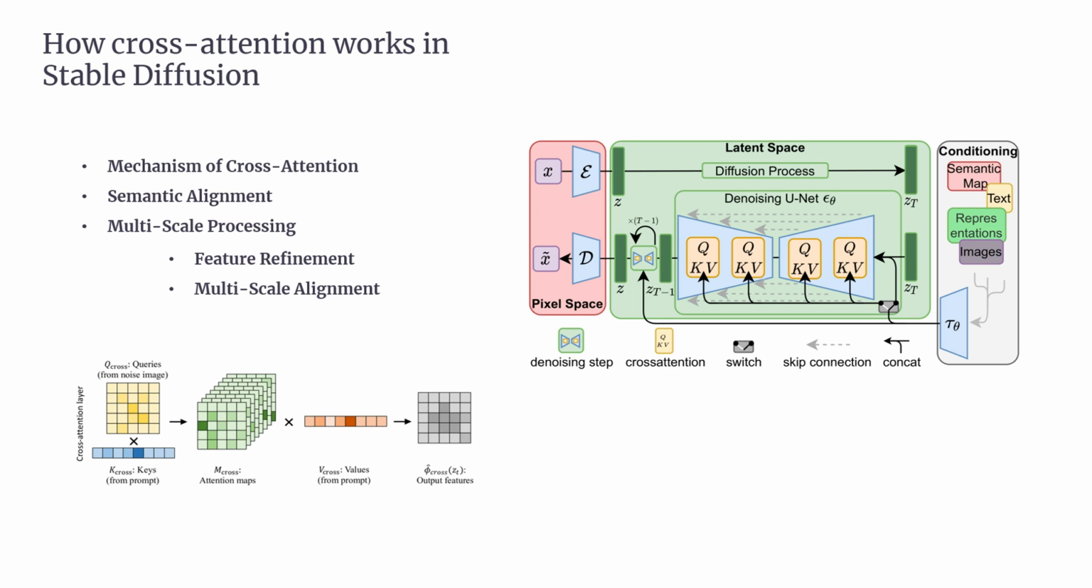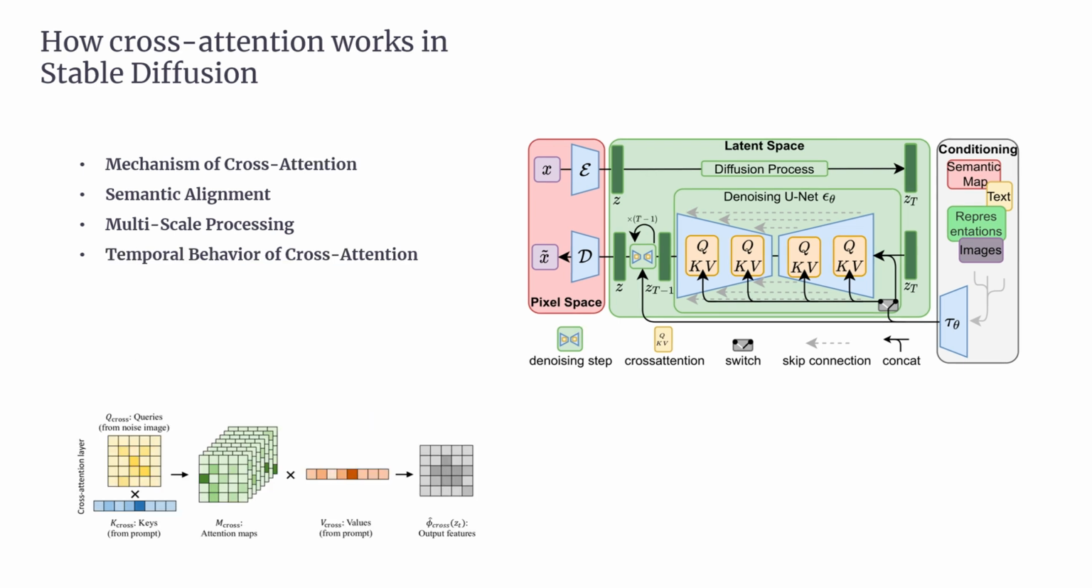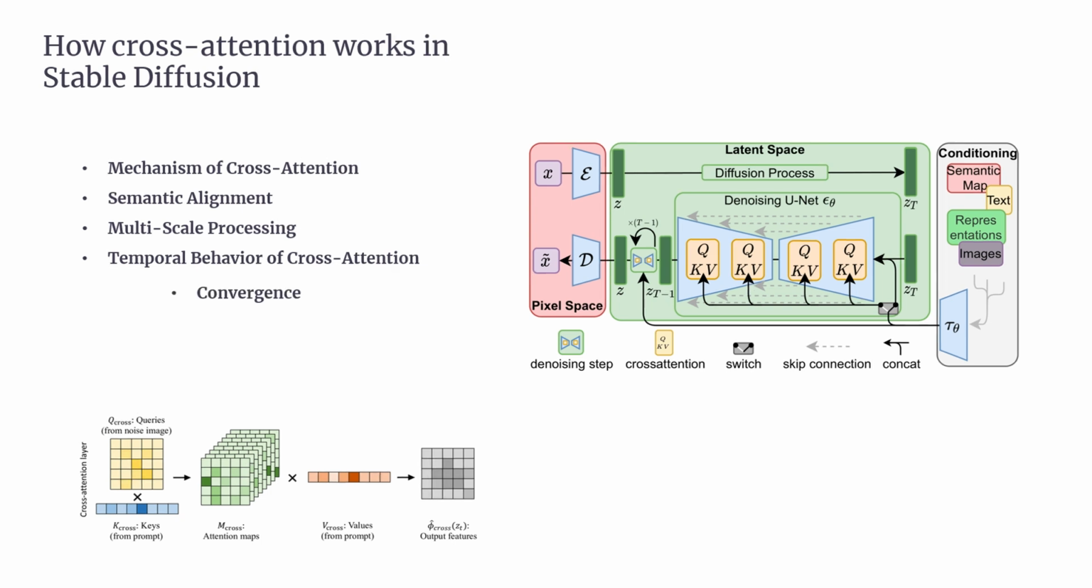The fourth, temporal behavior of cross-attention. Recent studies have shown some interesting patterns in how cross-attention behaves during the image generation process. 1. Convergence. After a few inference steps, the cross-attention mechanism tends to converge to a fixed point. This means that after several iterations, the alignment between text and image becomes more stable, and the model's understanding of how the text maps to the image solidifies.